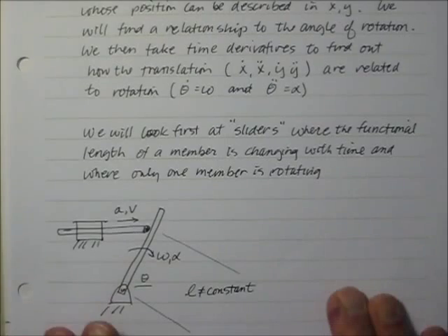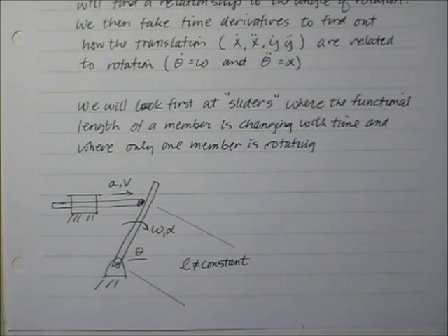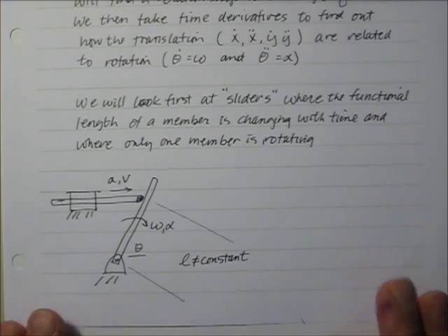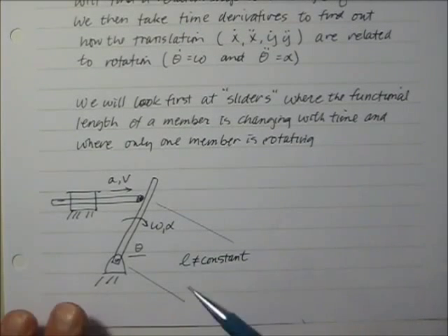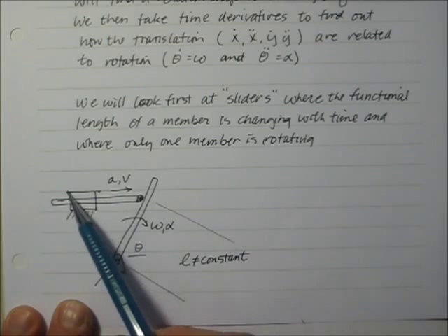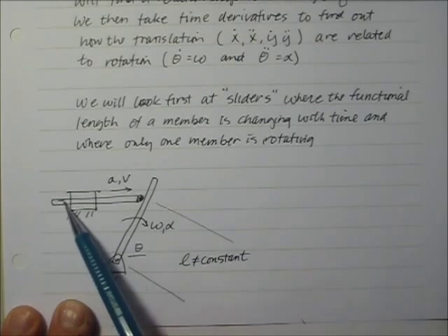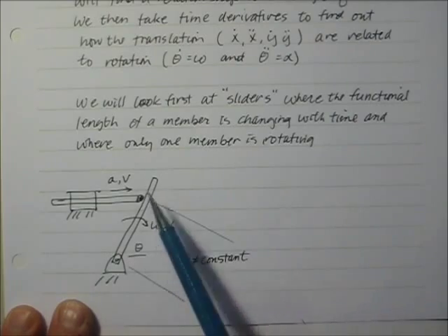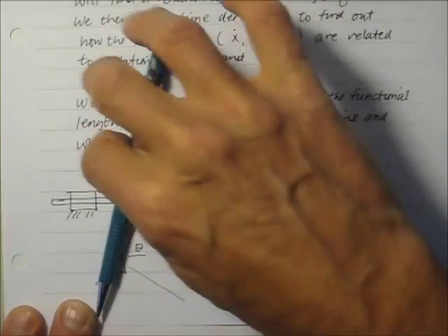All right, so first we're going to look at something I call sliders. Sliders is where the functional length of a member is changing with time and where there's only one member rotating. This is a really common kind of mechanism, but here's just an example. Let's say we have a rod that is moving this way through some collar that's fixed, and it's sliding against this moving arm that's going in this direction.